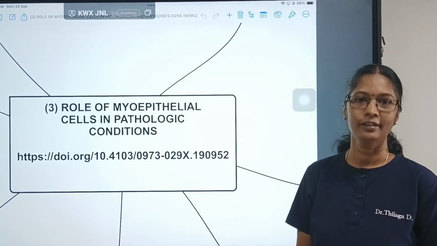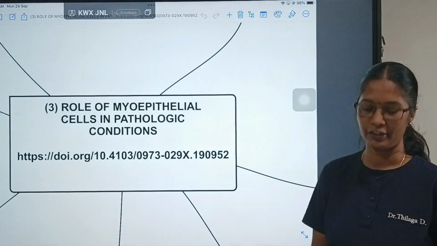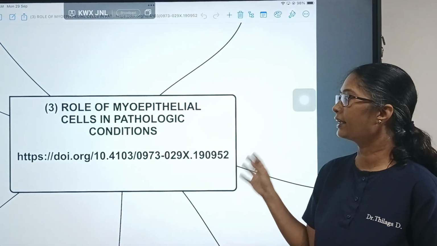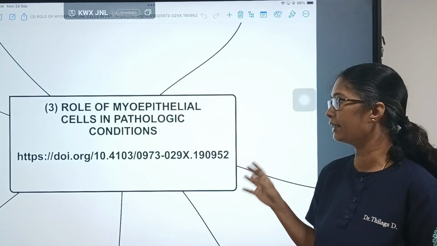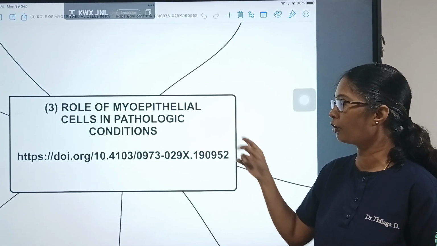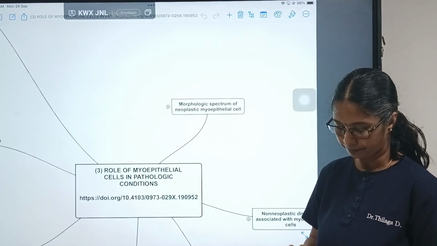Hi, good morning. Today we are going to talk about myoepithelial cells in pathologic conditions. In the last seminar we saw myoepithelial cells, their origin, how they are embryonically placed, and their functions. And today we will talk about the pathological conditions associated with the myoepithelial cells and their roles.